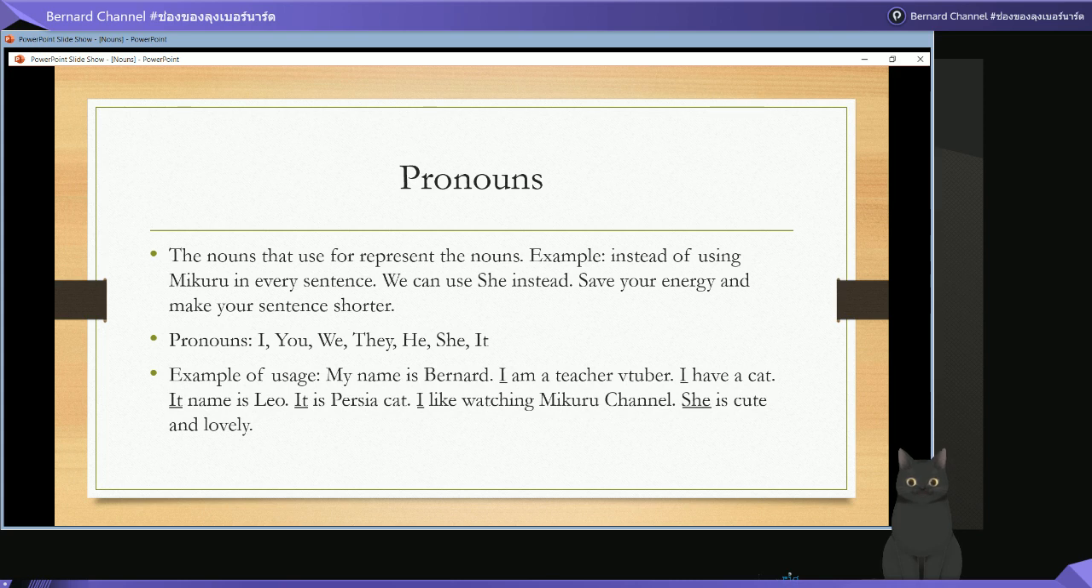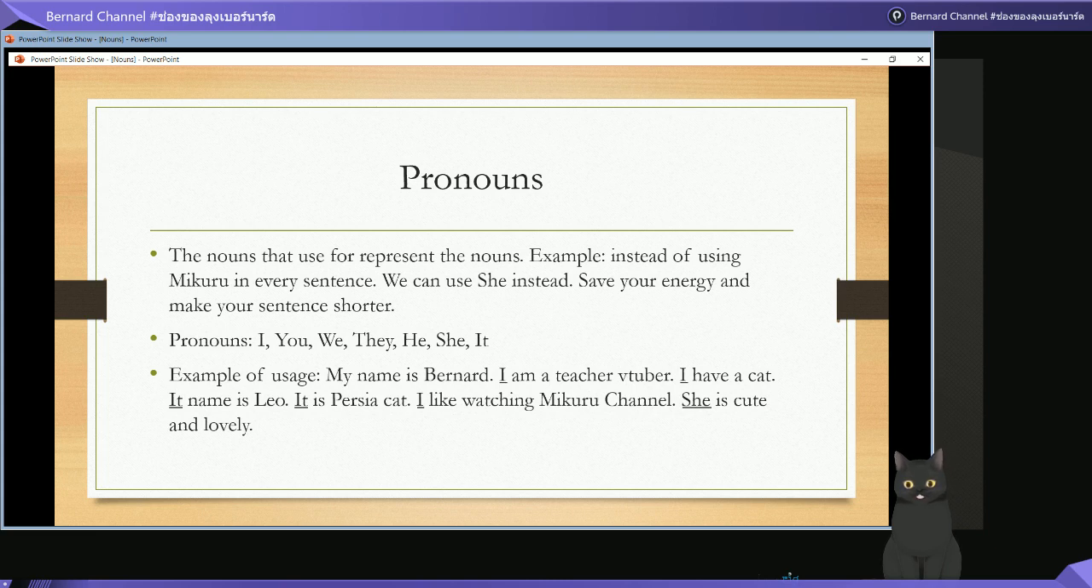Okay, pronouns. This is the last thing we're going to talk about in this class. Pronouns. The noun that is used to represent a noun. Wait, what? A noun used to represent a noun. Okay, for example, the word Mikuru. When you say Mikuru and there are many sentences related to her, instead of writing Mikuru in every single sentence, you can simply put she. Using she means Mikuru. It is a pronoun. That saves your energy to write or read a sentence and also makes your sentence shorter. The shorter the sentence is, the easier it is for another person to read.